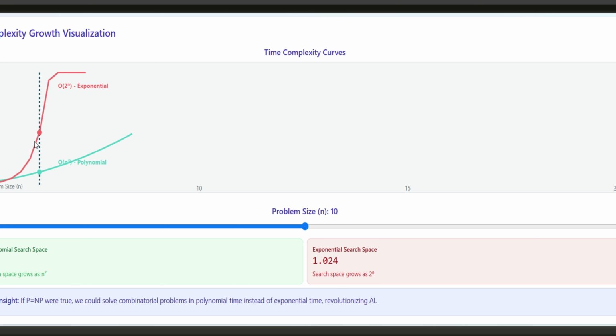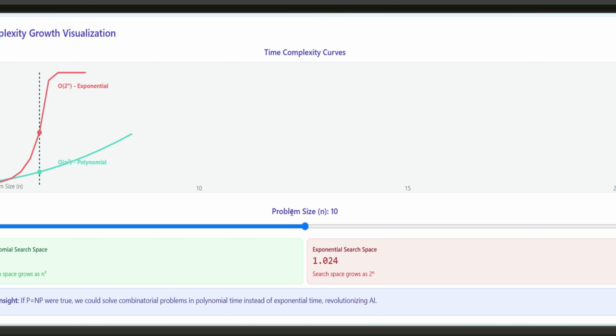The green one is something like n squared here. This is what we usually consider tractable. The red curve here grows like 2 to the n, and you can see how it shoots up as n increases. And let's stop here for a second.